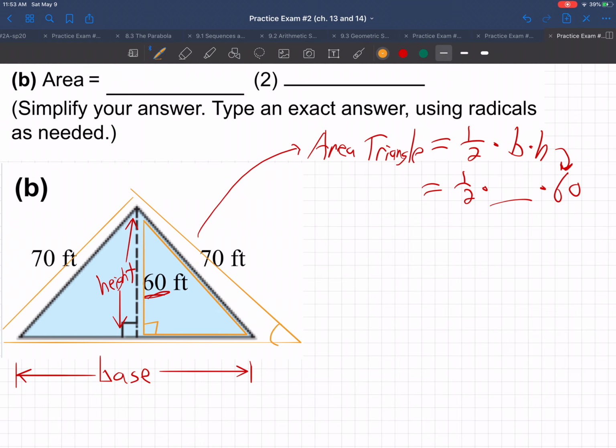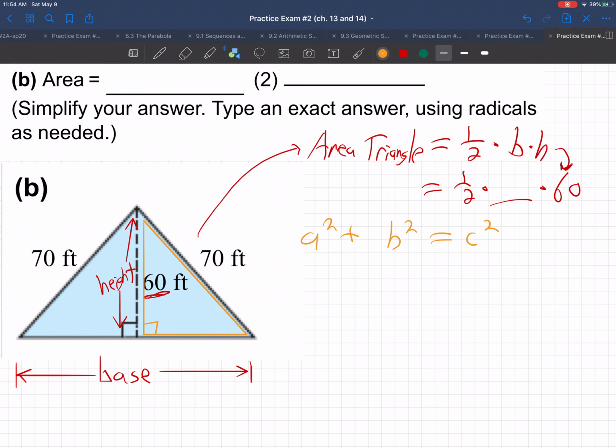This angle's not 90. This angle's not 90. That angle's not 90. The whole triangle is not a right triangle, so we can't do that. But the right side, just the right side, is a right triangle, or I could have done the left side. It doesn't matter, either one. Those are right triangles, so I can use the Pythagorean Theorem. A squared plus b squared is c squared whenever we have a right triangle.